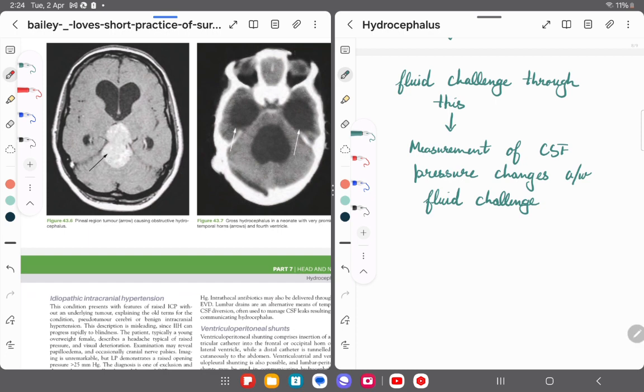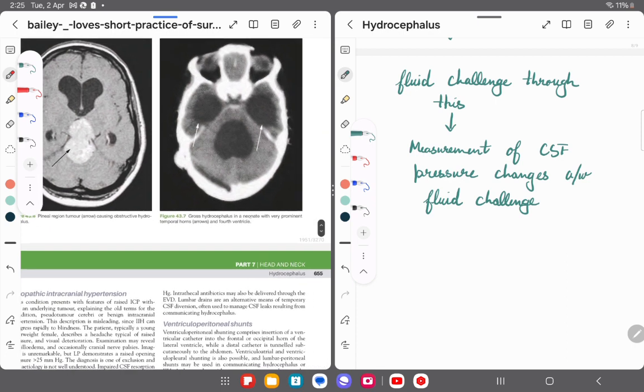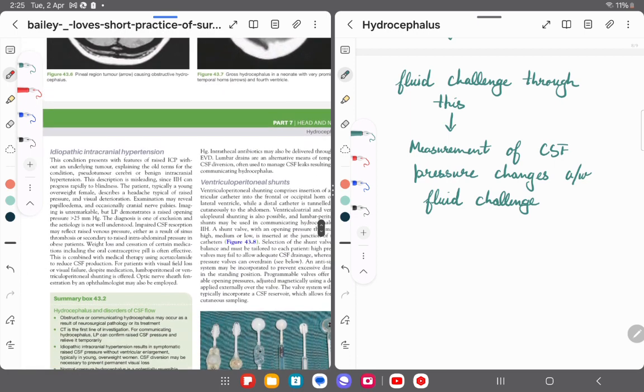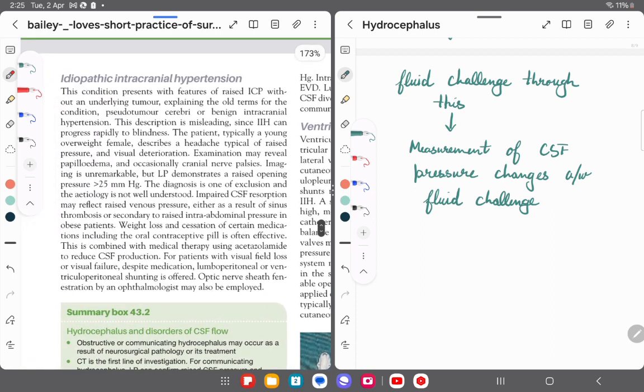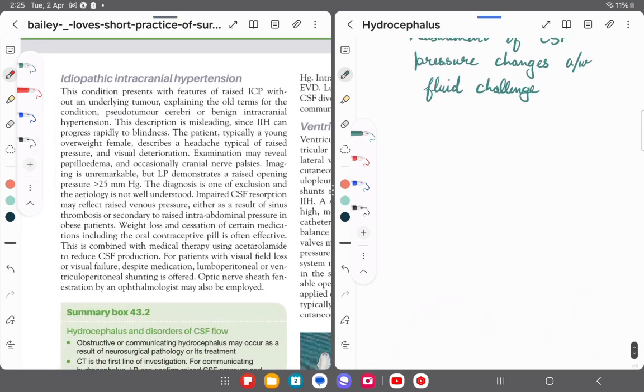So this is a pineal tumor which is causing obstructive hydrocephalus, and this is a gross hydrocephalus in a neonate with very prominent temporal horns and fourth ventricle.